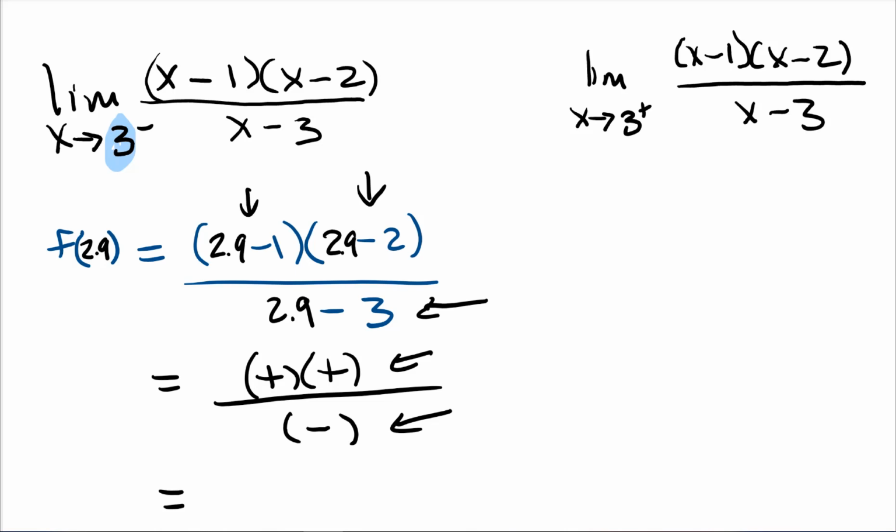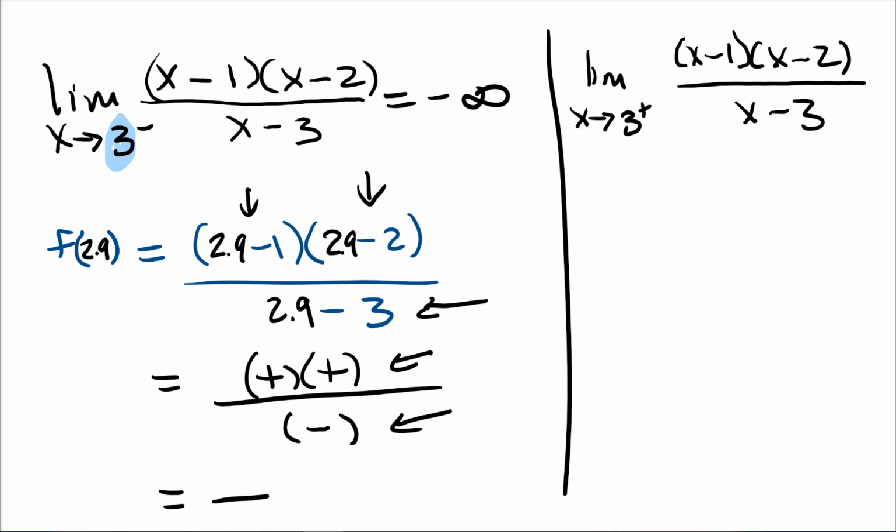Thus, our limit is equal to negative infinity. Because we knew at the beginning, it's either positive infinity or negative infinity. We just got to figure out which one. So I chose a number a little bit smaller than 3, plugged it in, and just checked the signs. And we found out that this was some sort of negative, because a positive over a negative is negative.